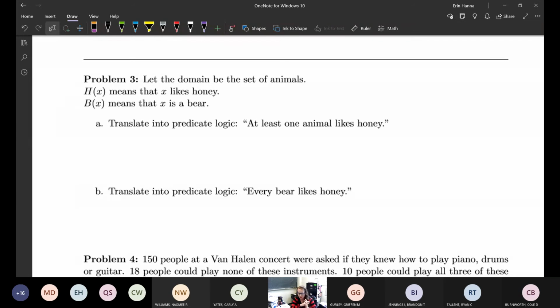So let the domain be the set of animals. H of x means that thing likes honey, and B of x means that thing is a bear. We want to translate these two things into predicate logic. I'll wait like 5 seconds in case some of y'all are writing that down.